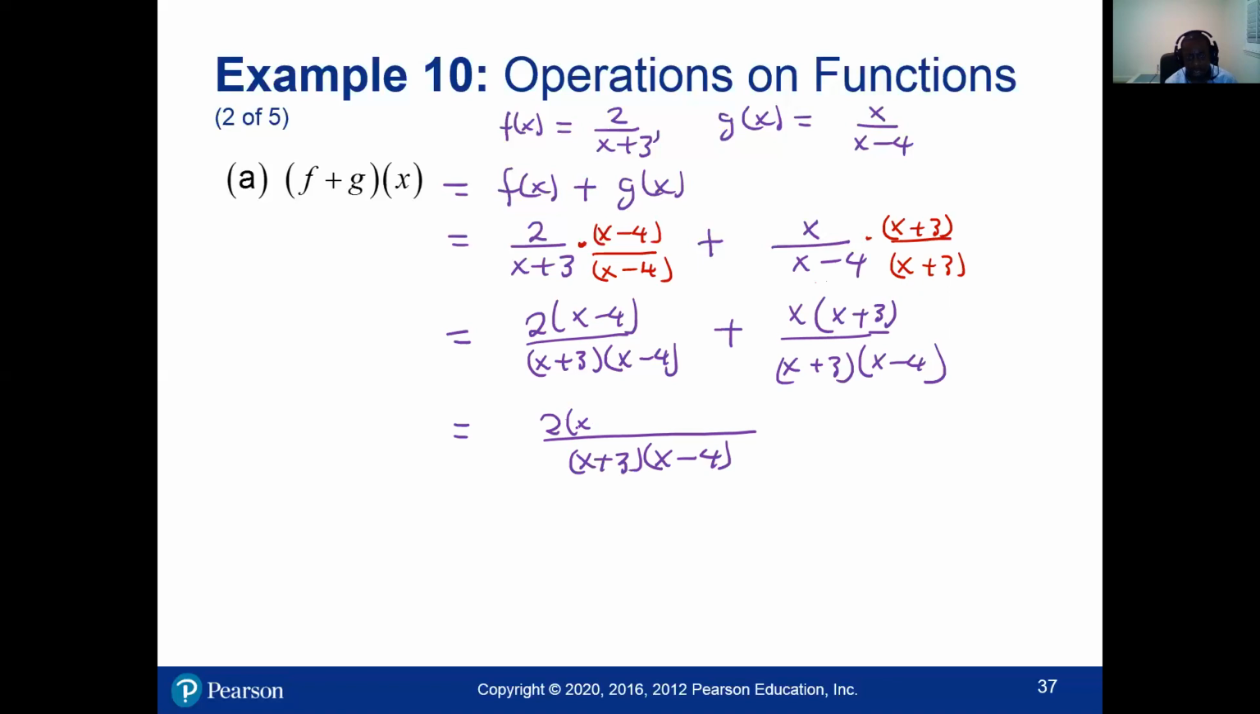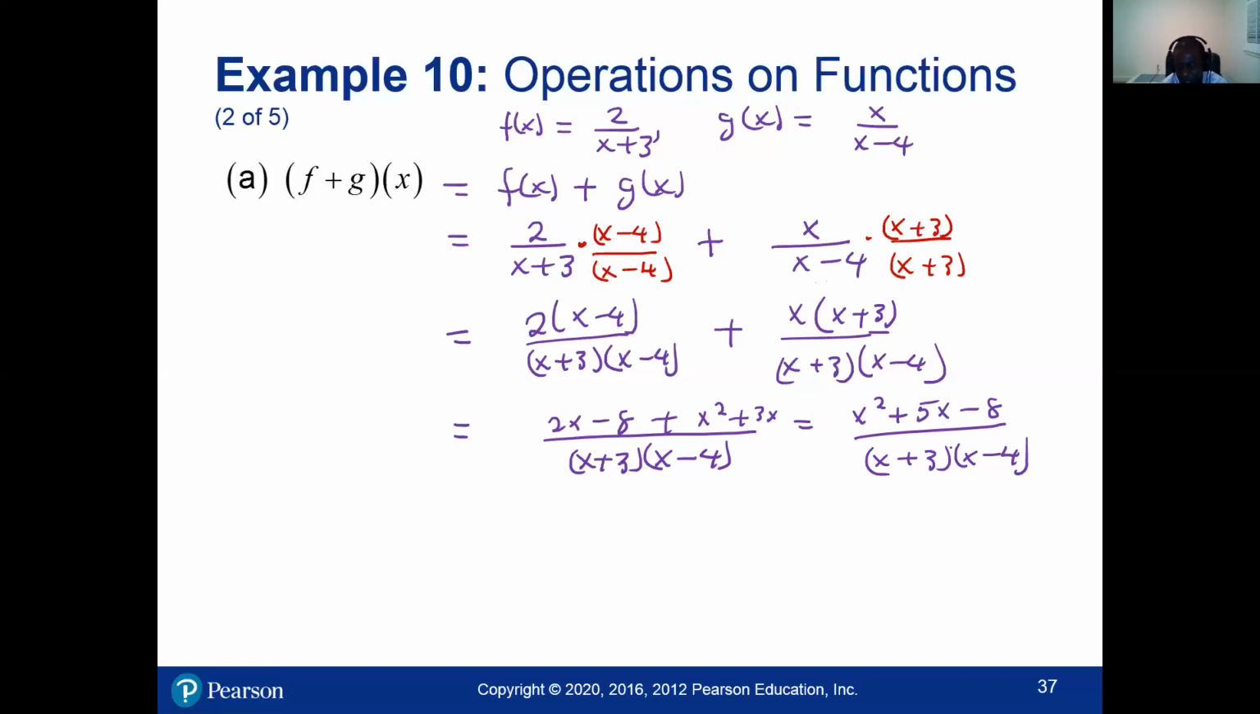If we distribute that, we have what? Okay, let me erase that part. So if I distribute that, I have what? 2x minus 8, then plus, this is what? X squared plus what? 3x. So that gives us what? X squared plus 3x plus 2x is what? 5x. Then minus what? 8 divided by x plus what? 3. And then x minus 4.